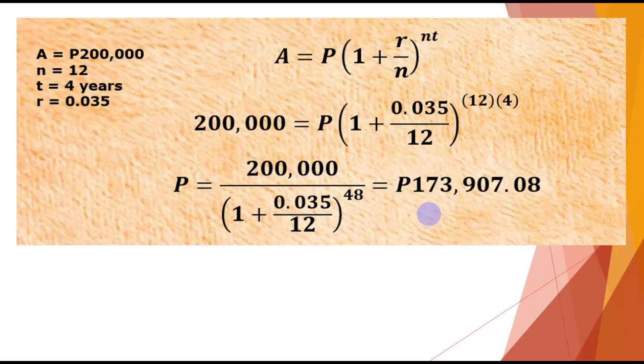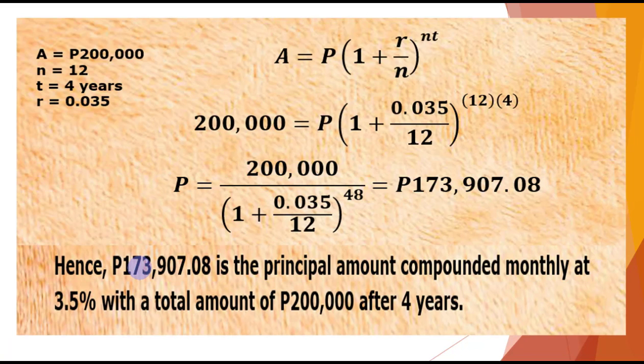This will be the principal amount you are to invest to get 200,000 at the end of 4 years with this given compounding period. In a year, there are 12 compounding periods, and for the rate we have 3.5%. Hence, 173,907 pesos and 8 centavos is the principal amount compounded monthly at 3.5% with a total amount of 200,000 pesos after 4 years.